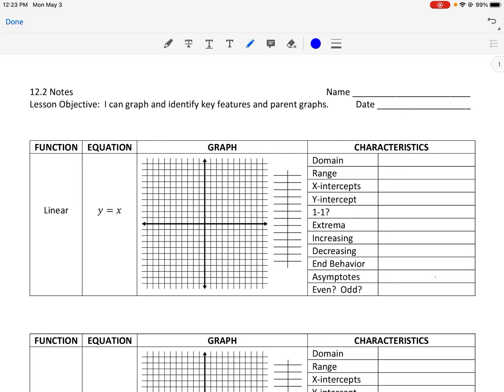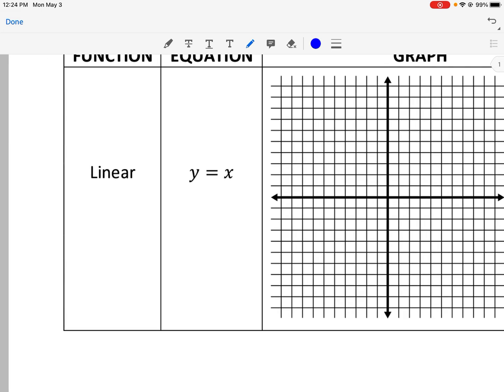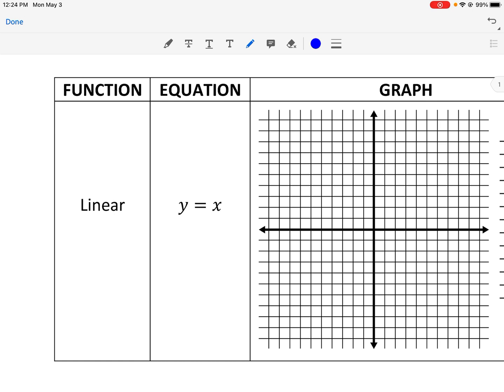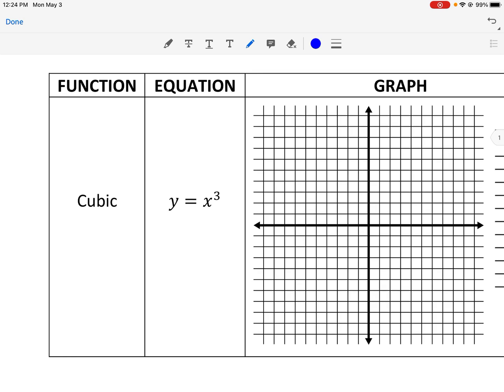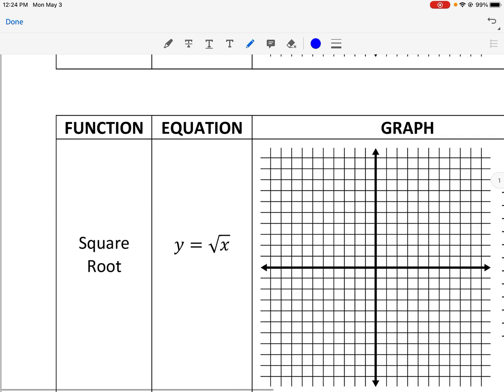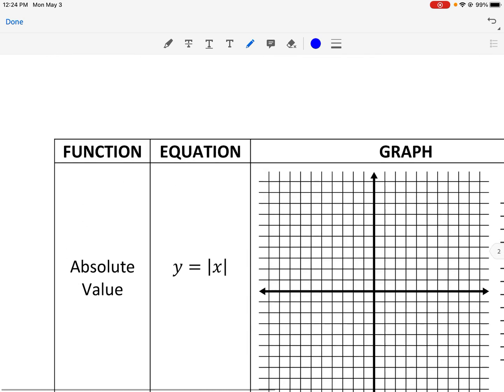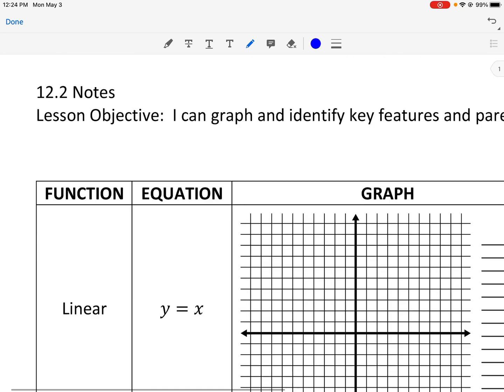In this section, we're talking about different parent graphs, and parent graphs are like the most simple of a certain type of function. So for example, we have the linear parent graph, which we normally see written as y equals mx plus b, but the most basic of that is y equals x. So the slope is 1, the y-intercept is 0, but that is the most basic one, y equals x. And then the most basic cubic is y equals x cubed, and then the square root. And we'll look at a couple different ones today.